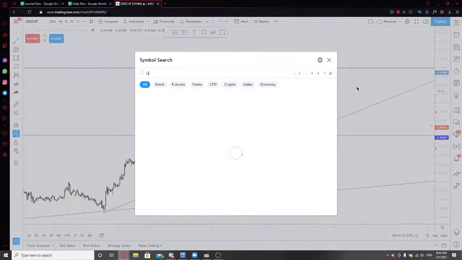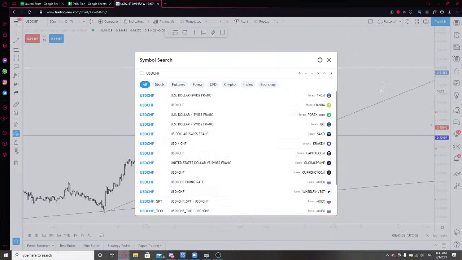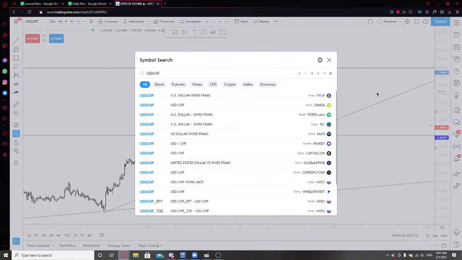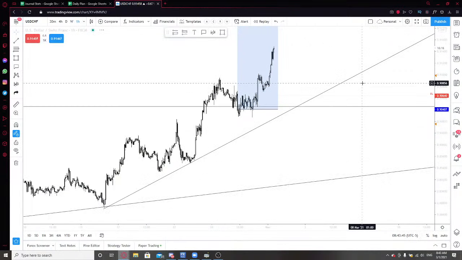Now with that, let's go ahead and look at the chart and mark it up fully.